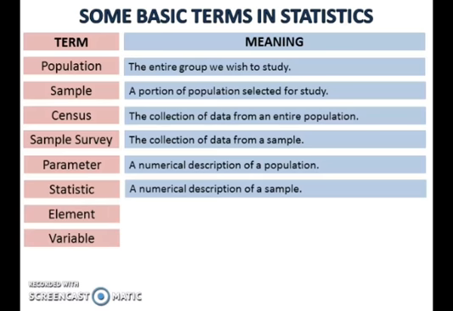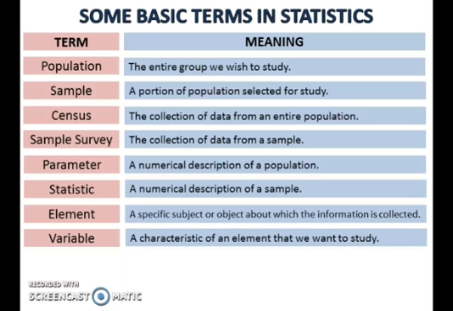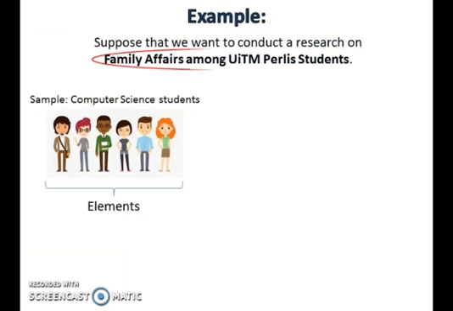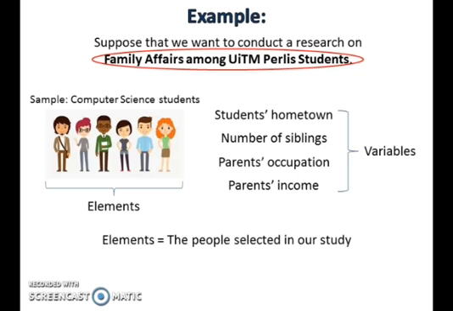The next important terms are element and variable. Element is a specific subject or object about which the data is collected, while variable is a characteristic of the element that we want to study. If we conduct a research on family affairs among UiTM Perlis students, we might be interested in things such as students' hometown, number of siblings, parents' occupation, and parents' income. All these characteristics are what we call variables. In simple words, elements are the people selected in our study that we want to ask questions to, and variables are the things that we ask people about.